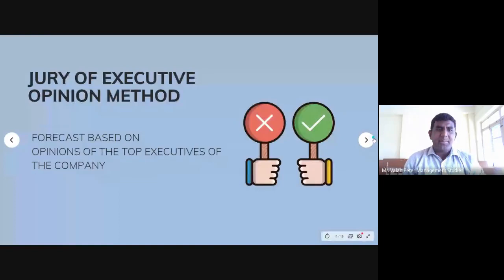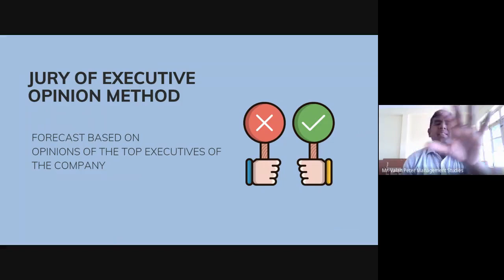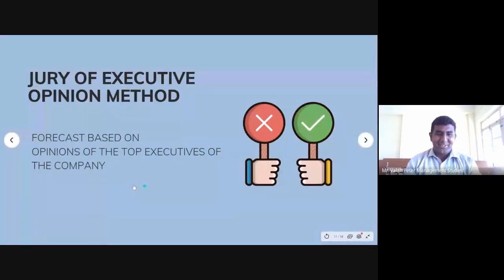So the first type is the jury of executive opinion method. Its simple definition is that the top layer management, for example the managers, CEO, CFO, CMO, the executive level people, will give you their opinions. Let's take an example.